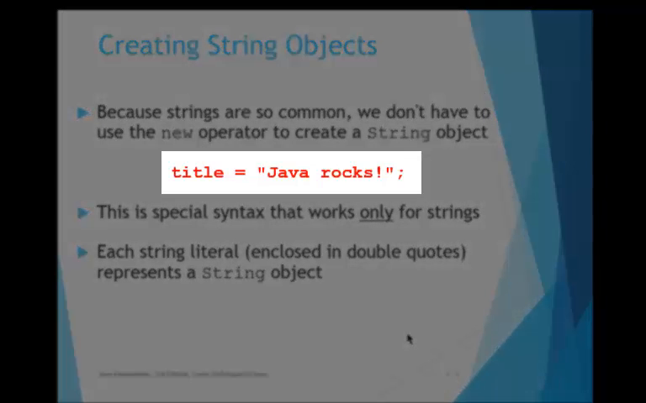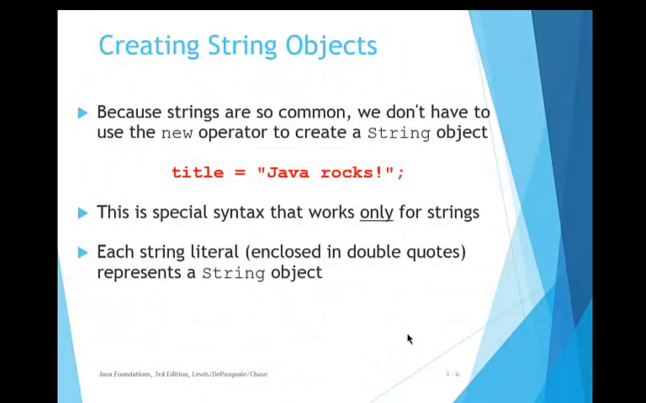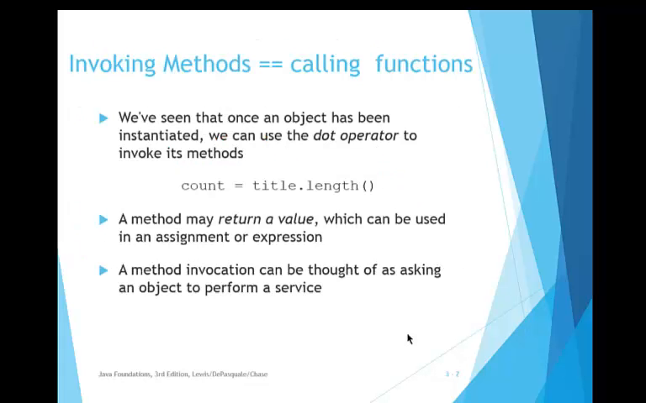So here we see title assigned "Java rocks", inside double quotes, of course. But notice I didn't have to use the keyword new or the class constructor string method. Now I keep talking about methods. Java refers to the actions or the procedures as methods. In C++, we called them functions.